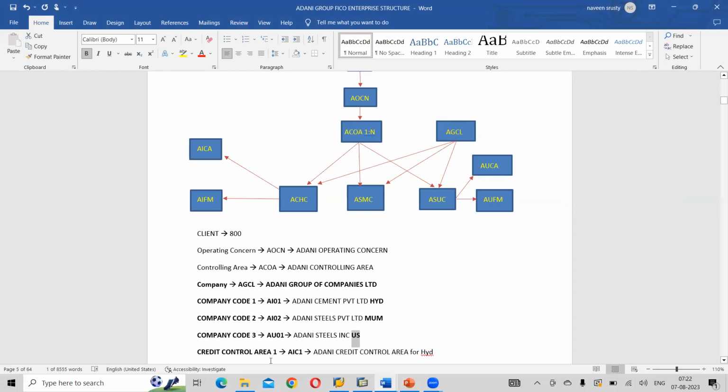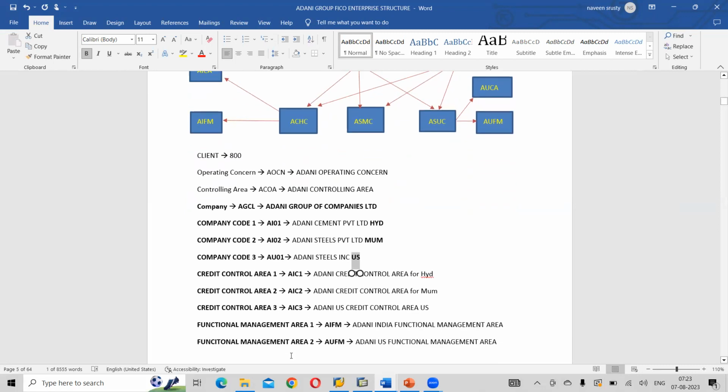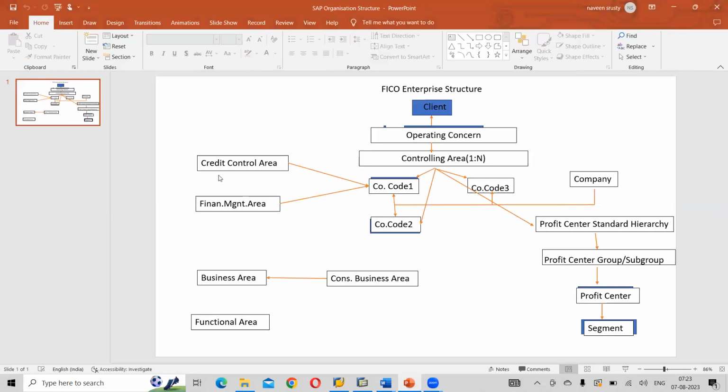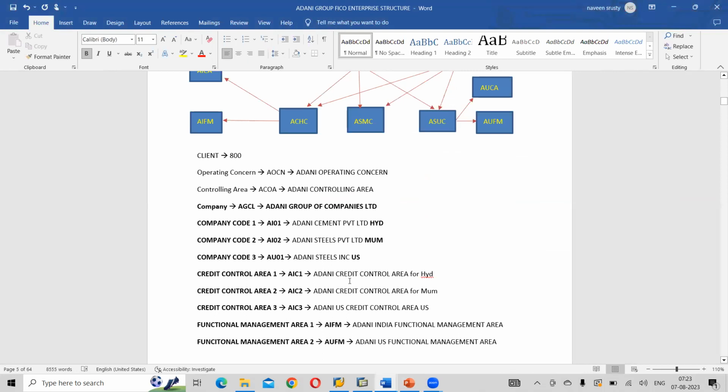We are creating the first credit controlling area. Write down credit controlling area 1. We are naming it as AIC1. We are creating 3 different credit control areas because we have 3 different company codes. The first one, AIC1, is Adani Credit Controlling Area for Hyderabad company code.